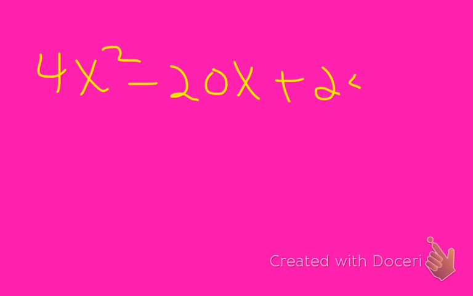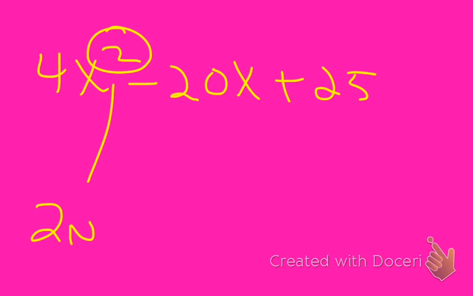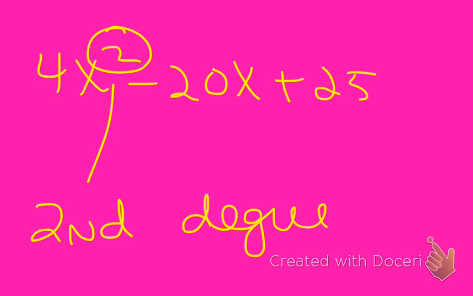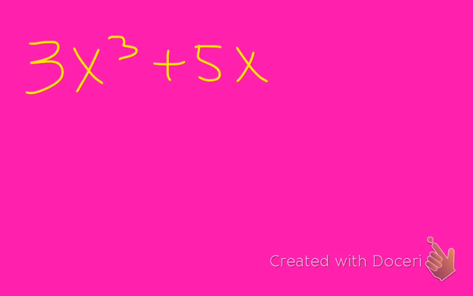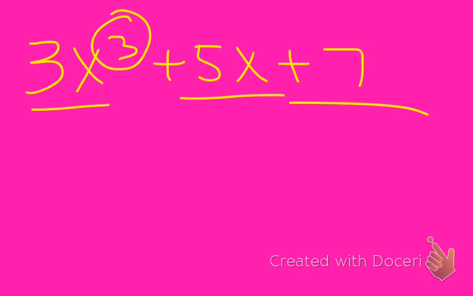So on that one I just had before, 4x squared minus 20x plus 25, this is called a second degree trinomial. It's called second degree because the highest exponent in this whole entire thing is a 2. And if I did something like 3x to the third plus 5x plus 7, this is a third degree polynomial, and it's a third degree trinomial because there's 3 terms.